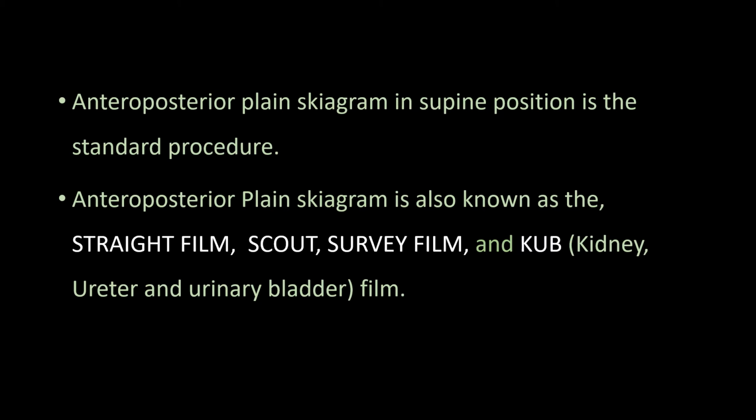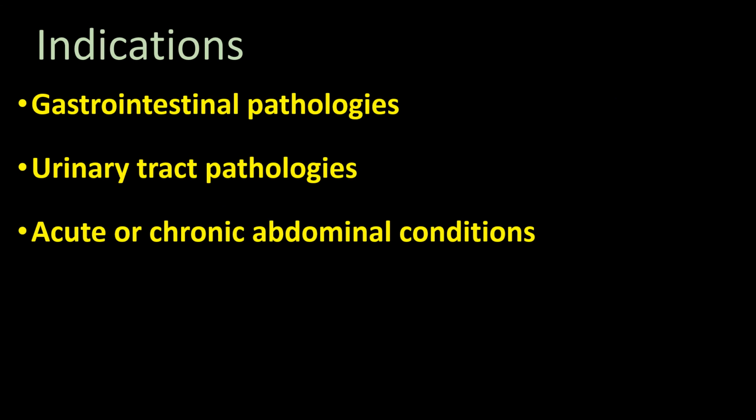The antero-posterior plain skiagram is also known as the straight film, scout film, and KUB film. When it is done in an acute condition, it is known as a straight film. The scout film is obtained before taking a contrast radiograph, while the KUB film is taken primarily for examining the kidney, ureter, and urinary bladder, for which the acronym KUB is used. As I mentioned, it is used to identify gastrointestinal pathologies, urinary tract pathologies, or any abdominal conditions.